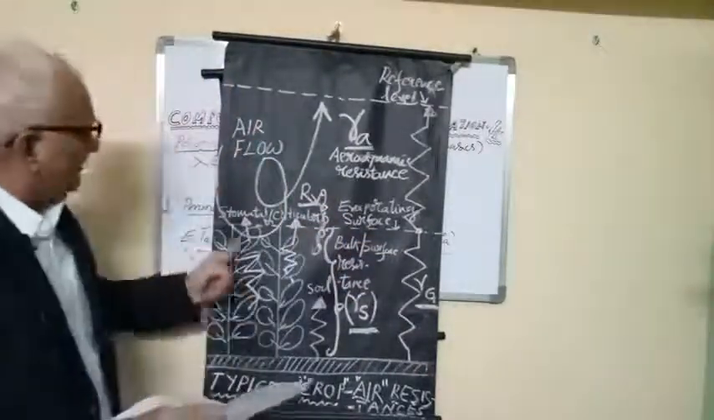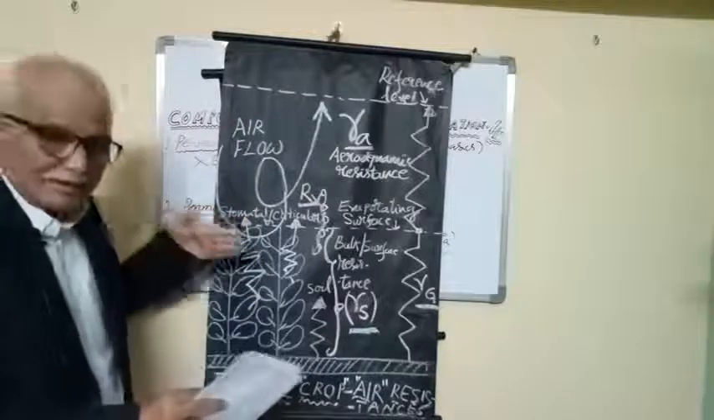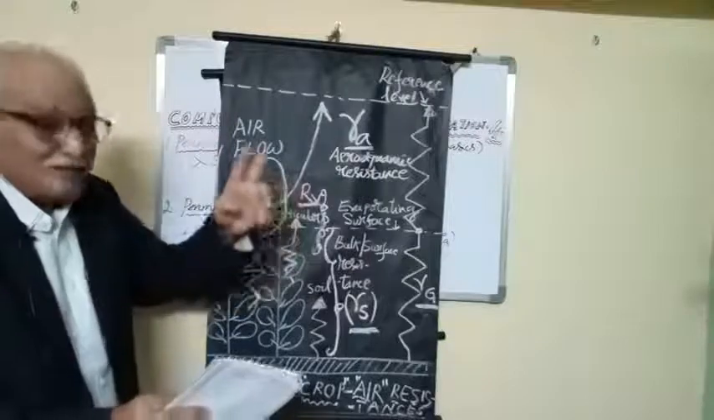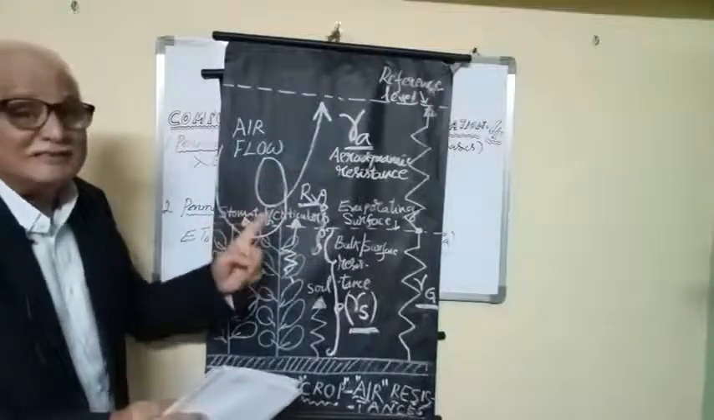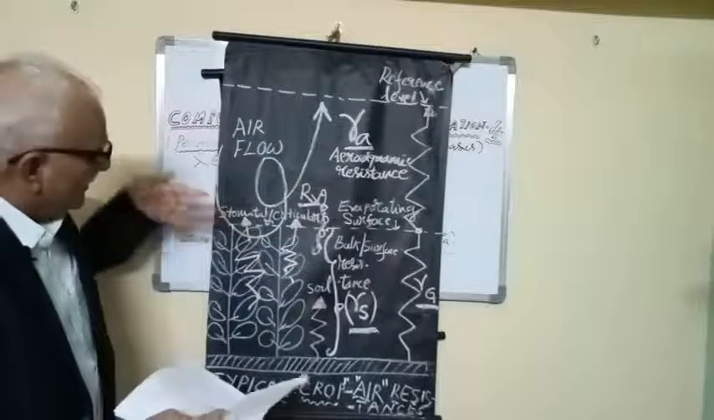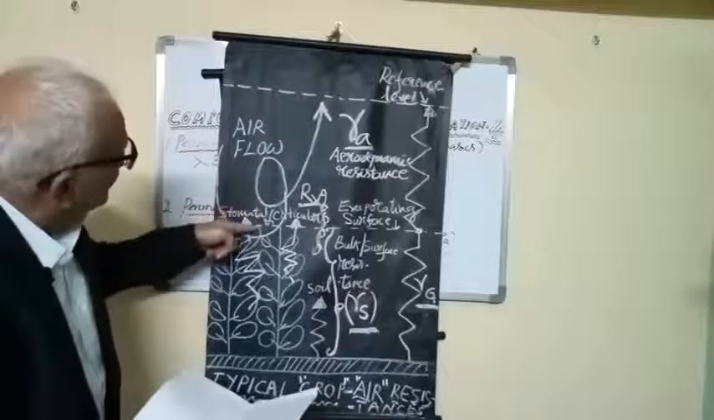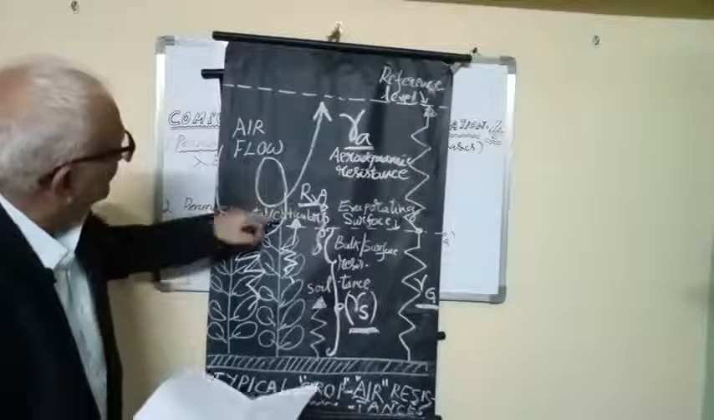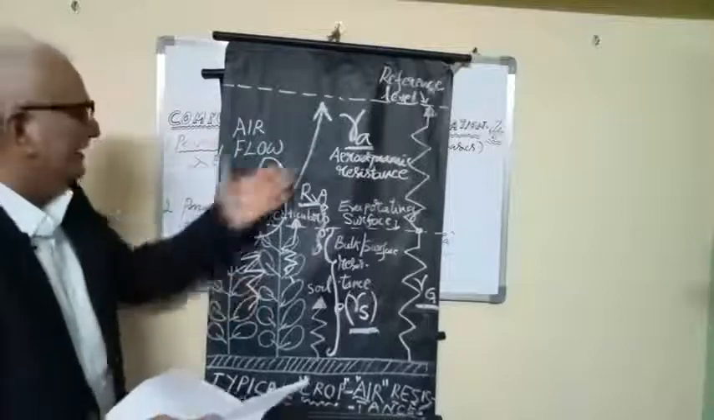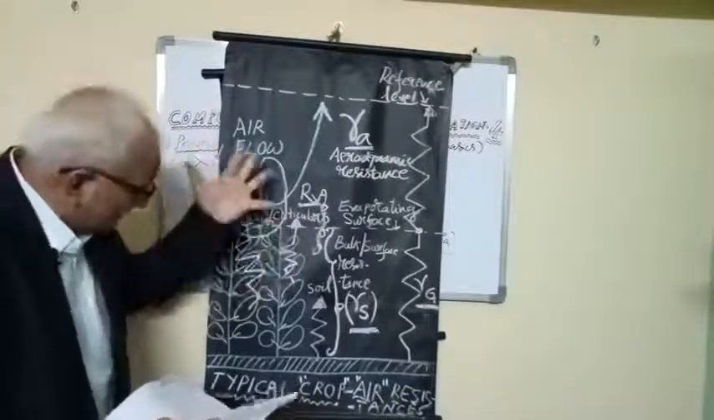Now, see, first one. The crop offers some resistance to momentum. The crop offers some resistance to heat. In between, it offers resistance to water vapor. These are the three, and of course, carbon dioxide. Now, when air is blowing and just touching the crop surface, it goes like this. In the process, it takes the fluxes by offering some resistance. In that resistance, energy is utilized.